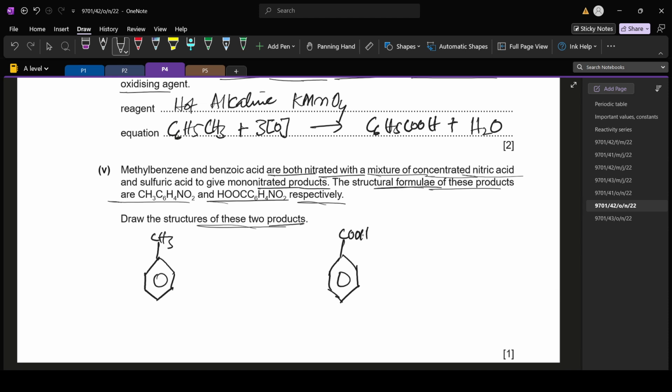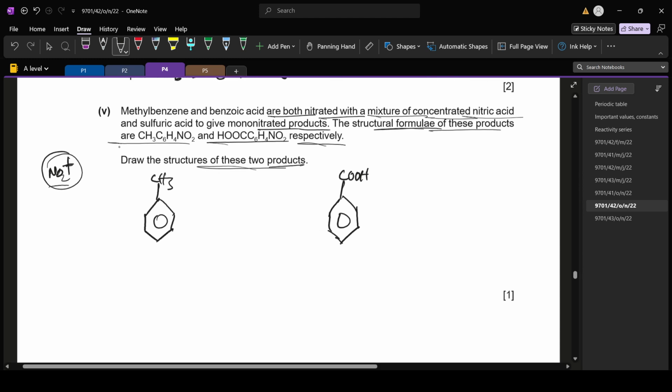Okay, so now you have to attach the nitro group, but where will this nitro group be attached in both of these? You have to see which of them is a 2,4 director and which of them is a 3 director. This is the reason why the examiner told you to draw the structure: the examiner wanted to see whether you are familiar with the 2,4 director concept, the directive concept, or not.